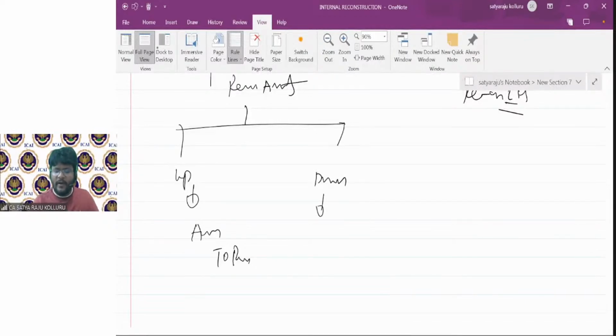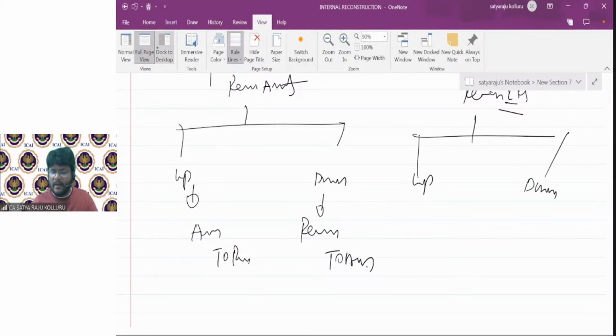If it is a downward revaluation, the journal entry is reconstruction to asset. Similarly, related to reassessment of liabilities, upward revaluation and downward revaluation. Upward reassessment or downward reassessment. If it is upward reassessment, what is the journal entry?